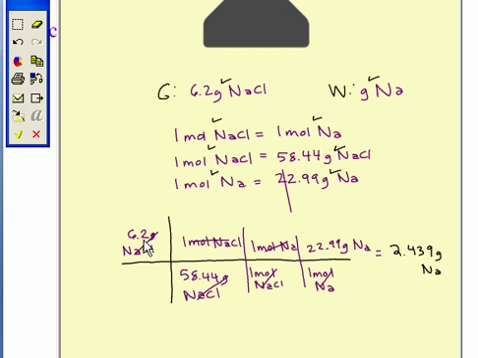Now let's look at my sig figs. 2 to begin with, so I should have 2 in my final answer. Here's my last allowable digit. I look to the right. I don't have to round up. So 2.4 grams of sodium in 6.2 grams of sodium chloride. If you got this right, give yourself a big pat on the back.